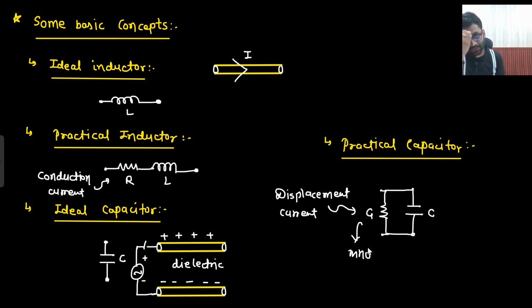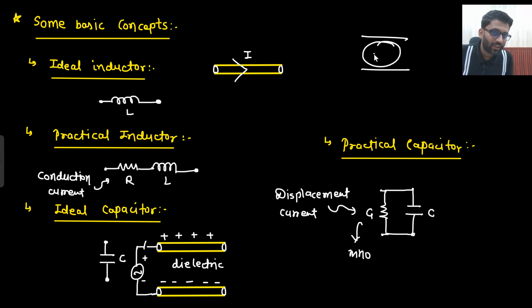So if someone is saying that there is no displacement current between these two wires, then this G will not be there. This question was asked in the GATE examination in 2023, as far as I remember. They asked you to draw the equivalent circuit of a transmission line, but they said that the medium between the conductors has loss tangent equal to 0.